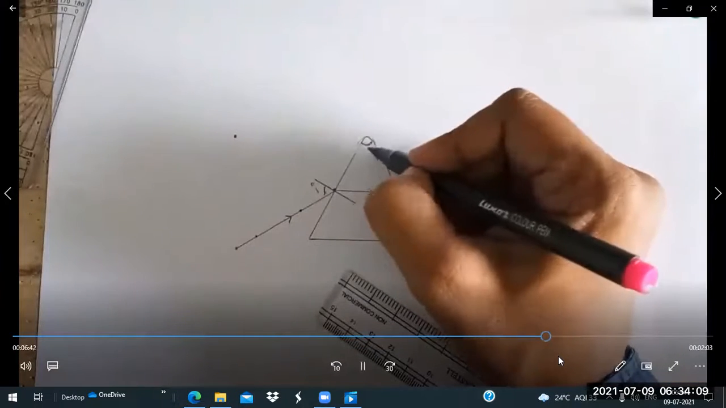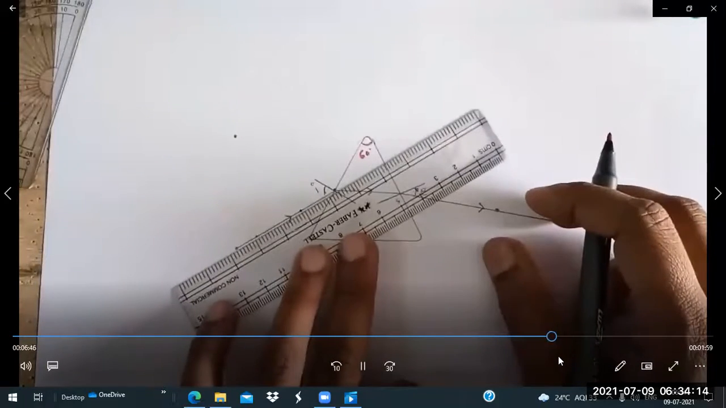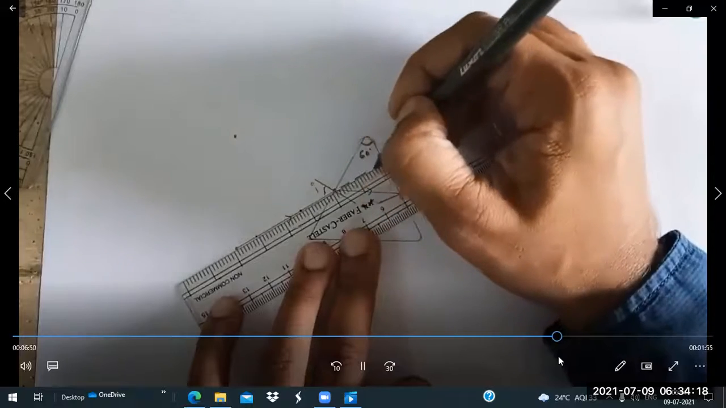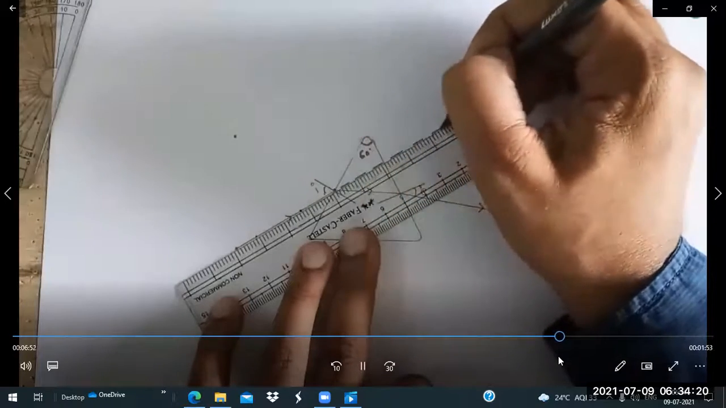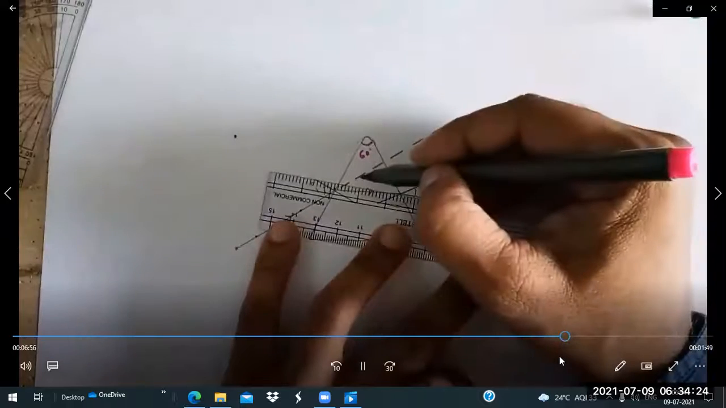We know that this angle is 60 degree, right, the angle of prism. Now I'm going to extend the incident ray forward, and I'm going to extend the emergent ray backwards.